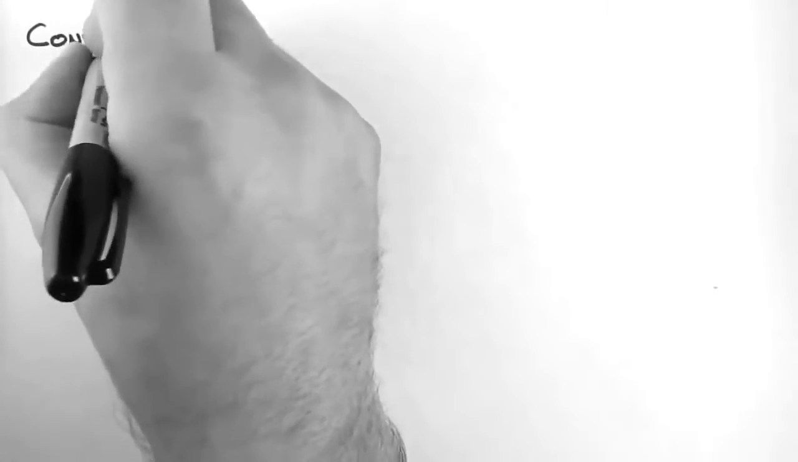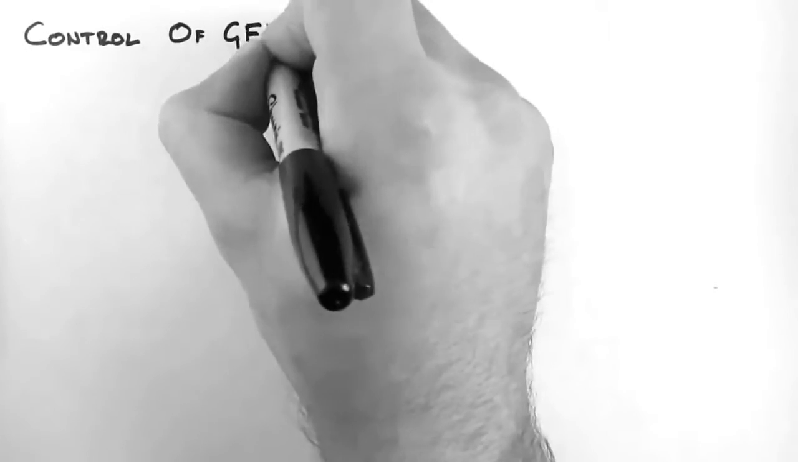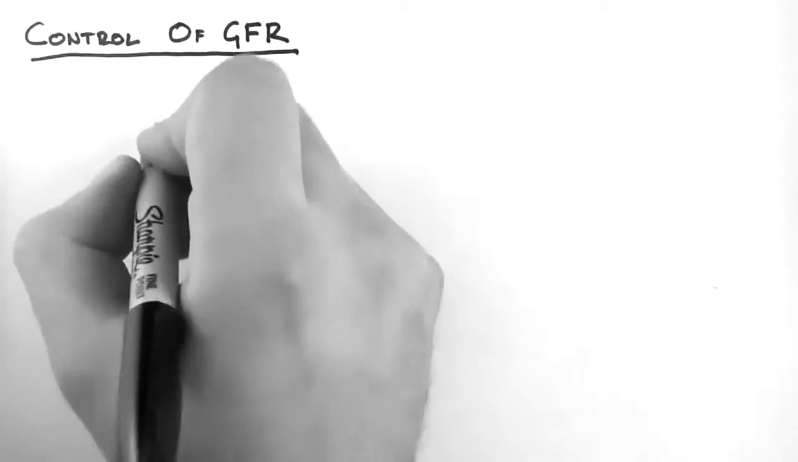Hi, in this tutorial I'm going to talk about basic control of the glomerular filtration rate. Specifically, I'm going to discuss vasoconstriction of the afferent and efferent arterioles of the nephron and how these affect the glomerular filtration rate.